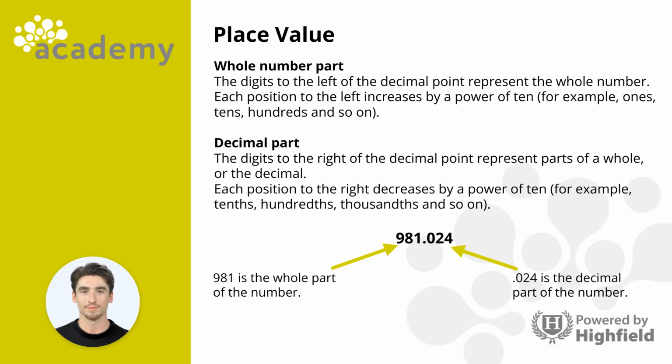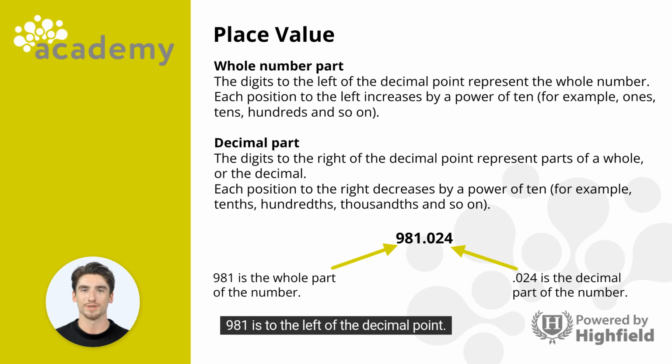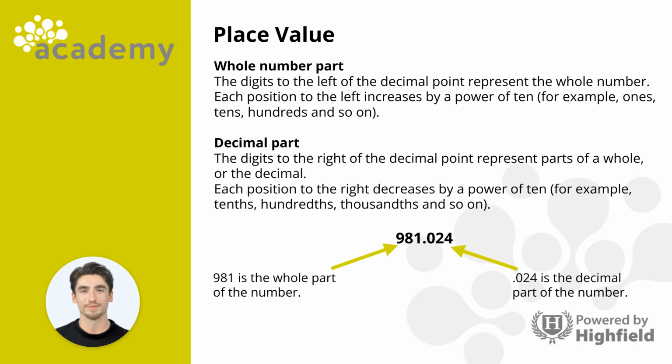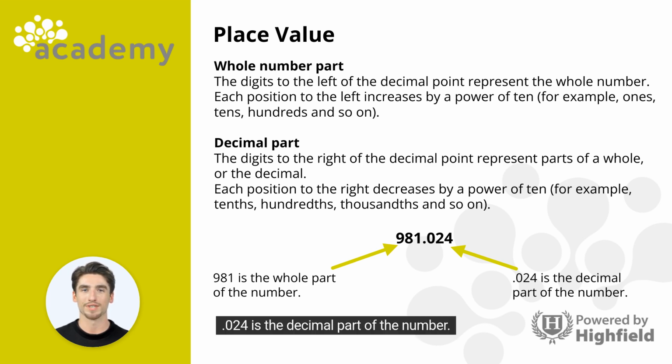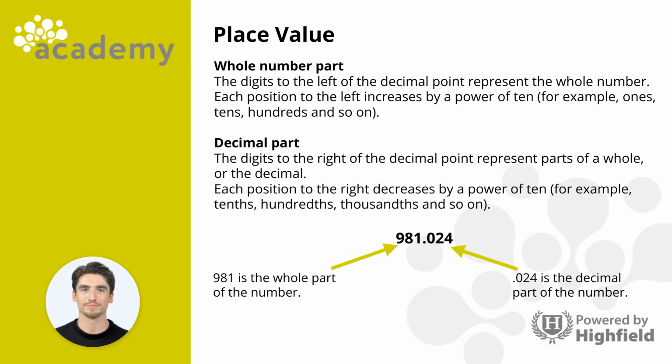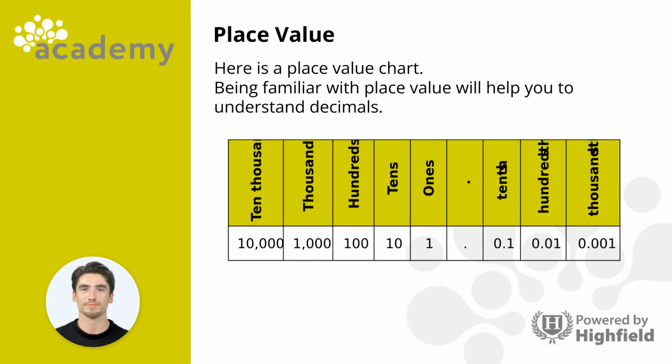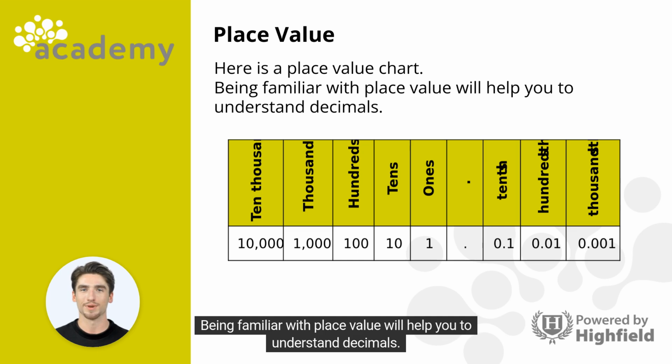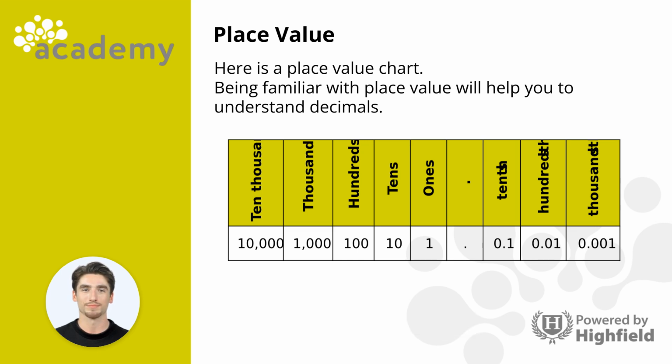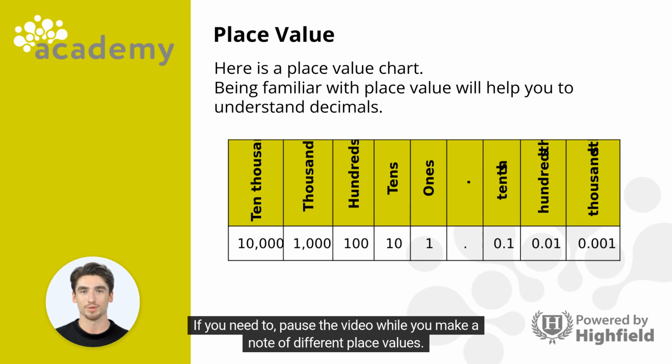Let's look at this example. 981.024. 981 is to the left of the decimal point. It is the whole part of the number. 0.024 is the decimal part of the number. It is to the right of the decimal place. Here is a place value chart. Being familiar with place value will help you to understand decimals. If you need to, pause the video while you make a note of different place values.